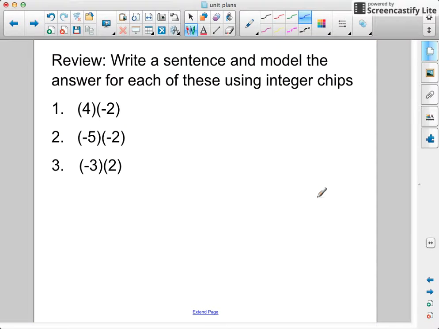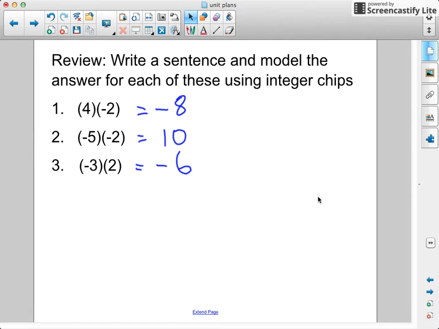Here's a few more you can try. So you can pause the video again if you weren't sure. Write the sentence and model them. And here are the solutions. So that is modeling multiplication with integer chips.